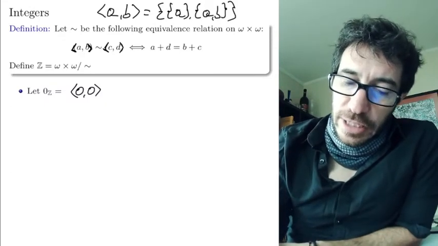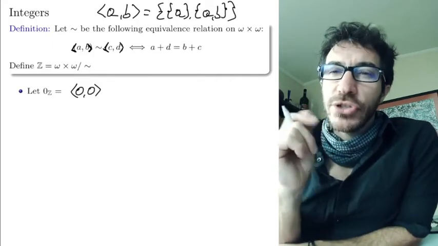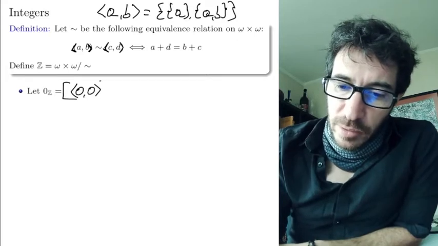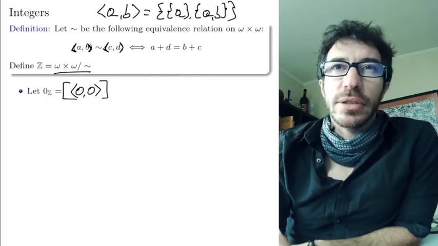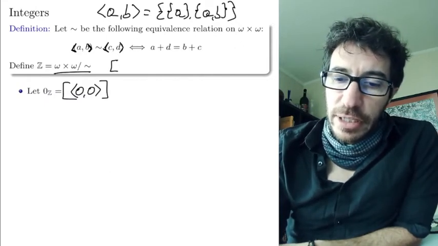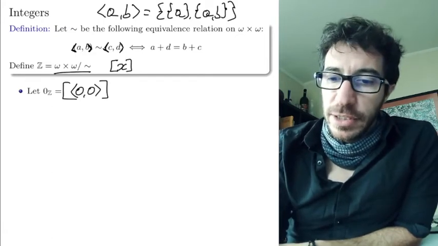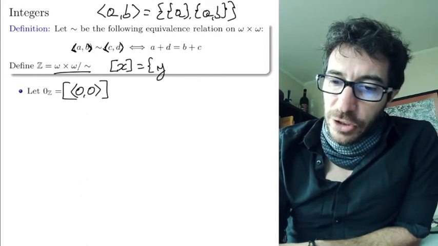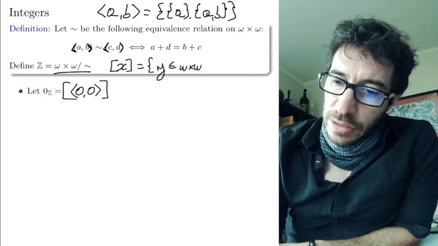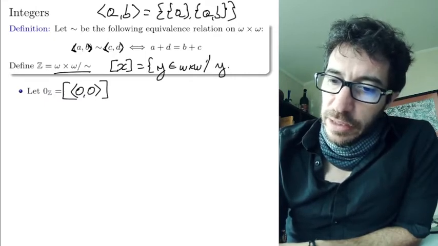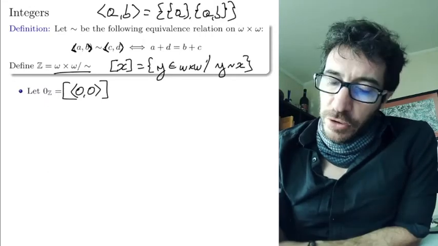So 0, 0 should be what's representing the 0 of the integers, but it's not just the pair 0, 0. It's the whole equivalence class, because remember, we are considering Z as a quotient, right? So the notation, this bracket here, if you read the textbook, means the equivalence class. This is the set of all the y's that belong to the domain of the equivalence relation, in this case omega cross omega, such that y is equivalent to x. So that's what the bracket means. This is the whole equivalence class.